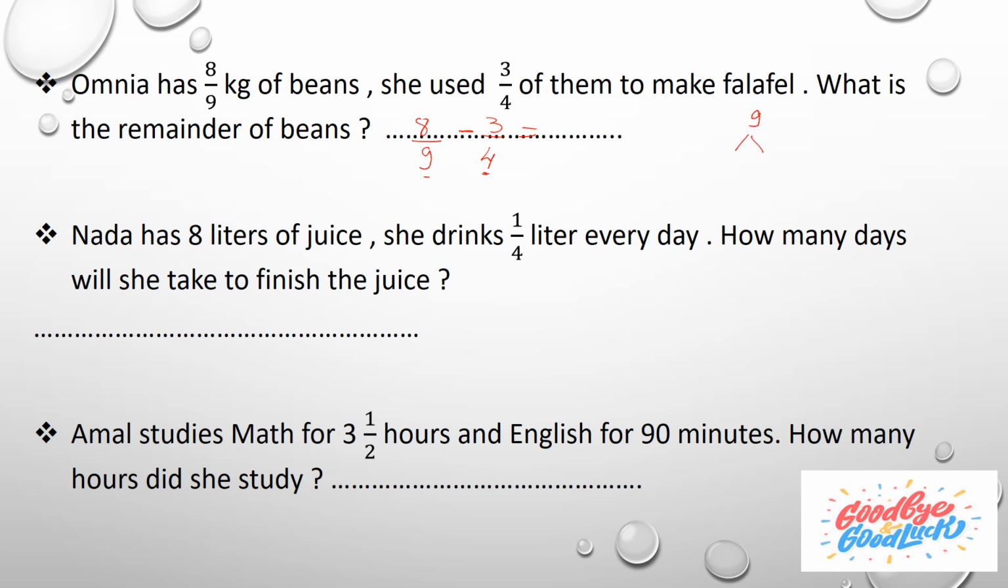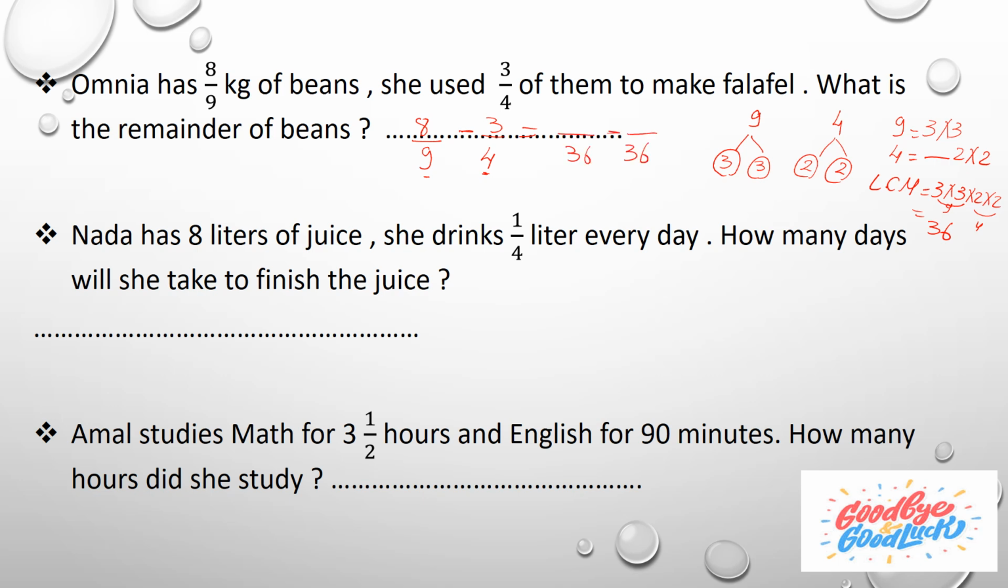9: 3 times 3. 4: 2 times 2. 9 equals 3 and 3. 4 equals 2 times 2. LCM equals 3 times 3 times 2 times 2, which is 36. So it's 36.